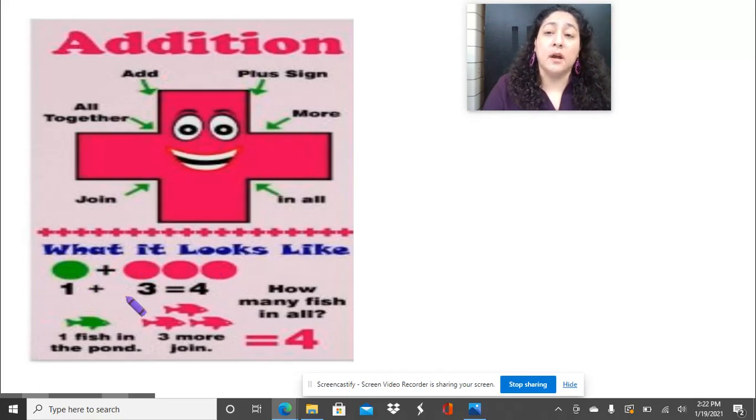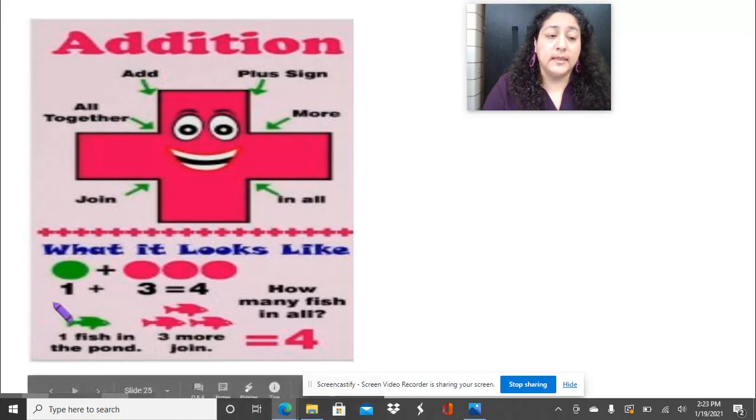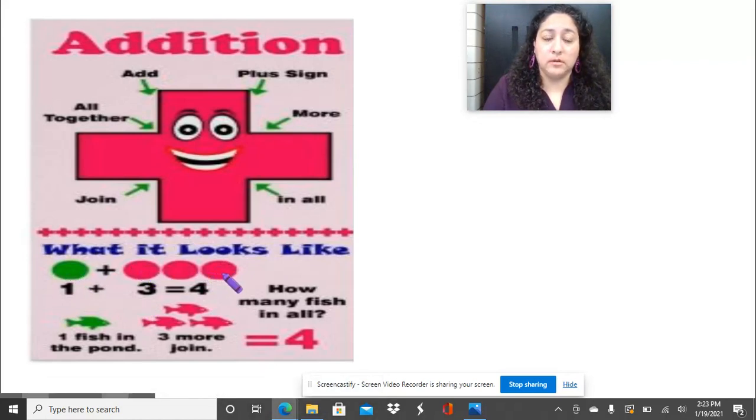Now remember when I was talking about a number sentence? This is what a number sentence looks like. So here's the drawing, one green circle plus 3 pink circles. But here we have it in numbers. So this is a number sentence. We have one green dot and there's the number 1. We have the plus sign, remember the one that looks like a little cross. And then we have 3 pink circles, so that's the number 3. So we have 1 plus 3.